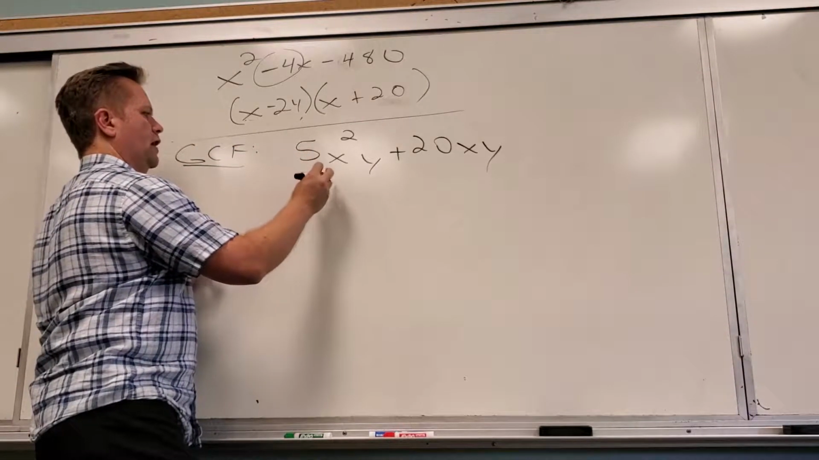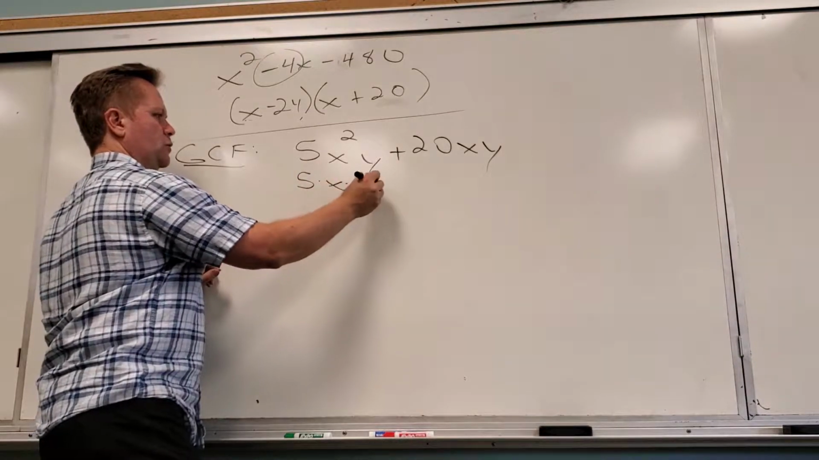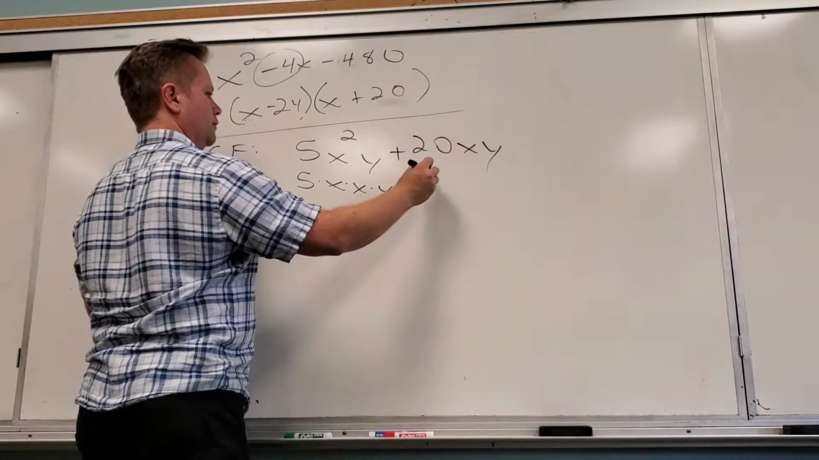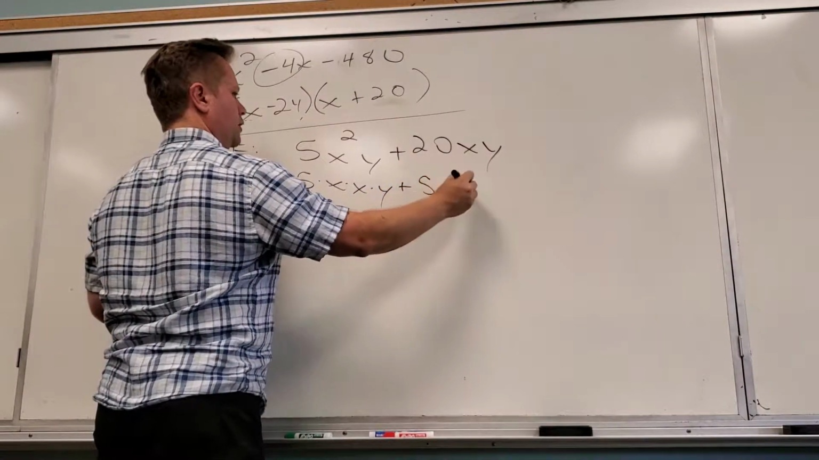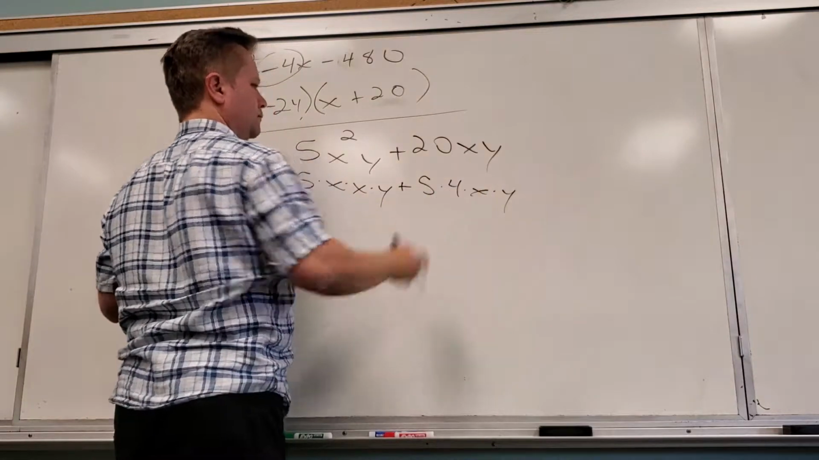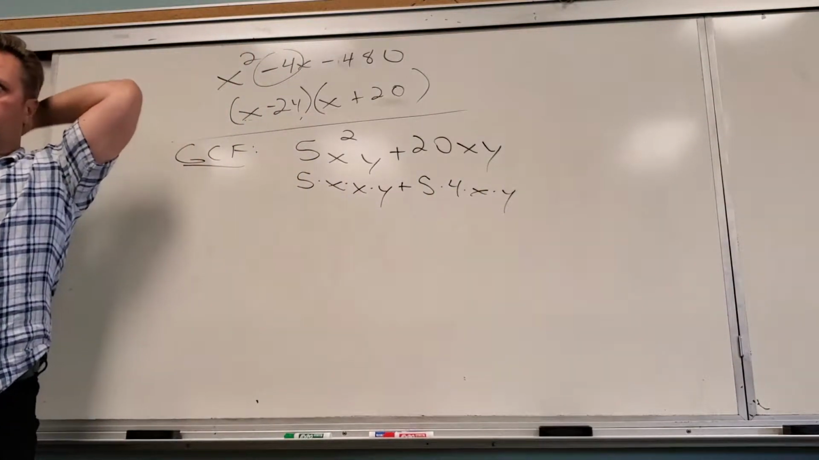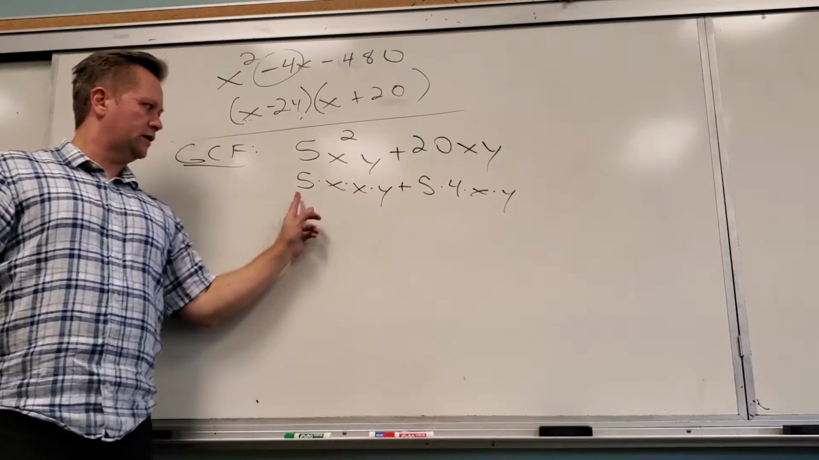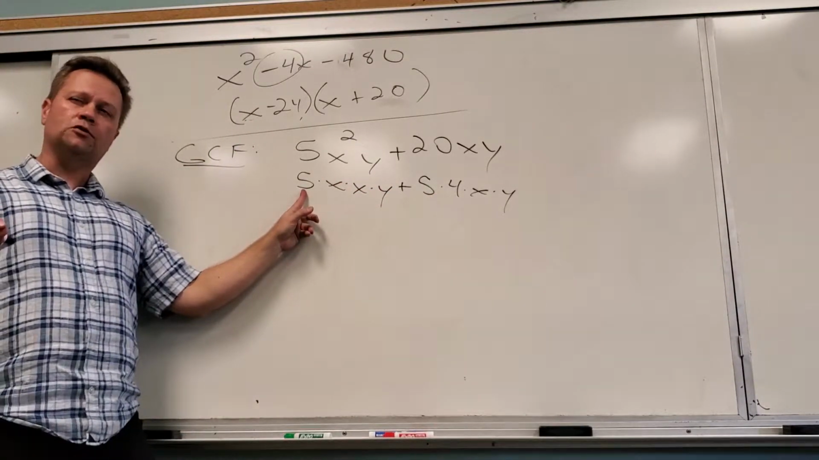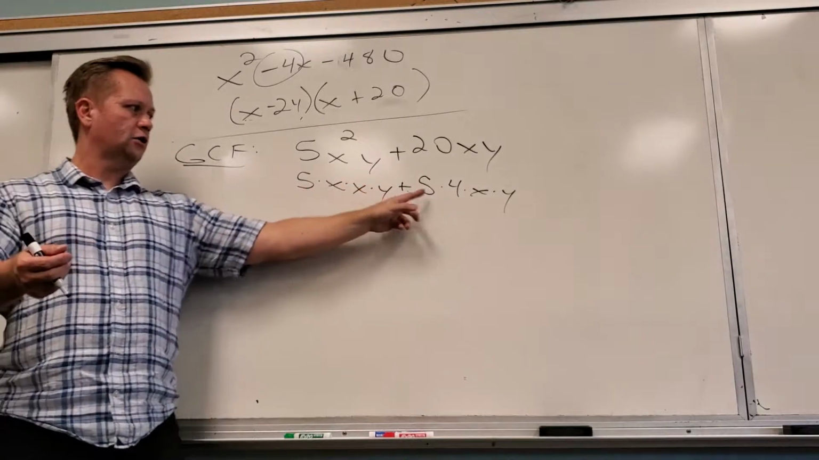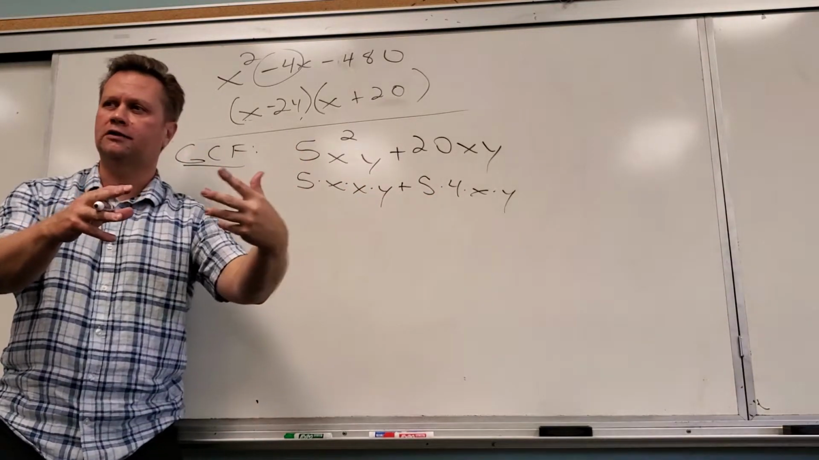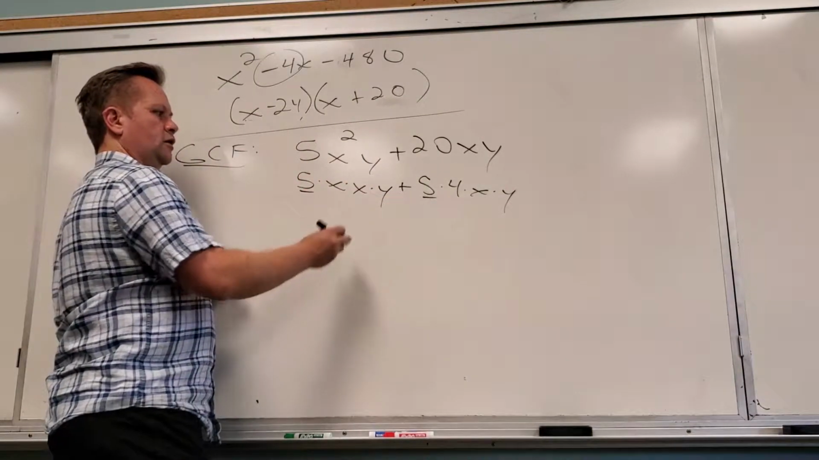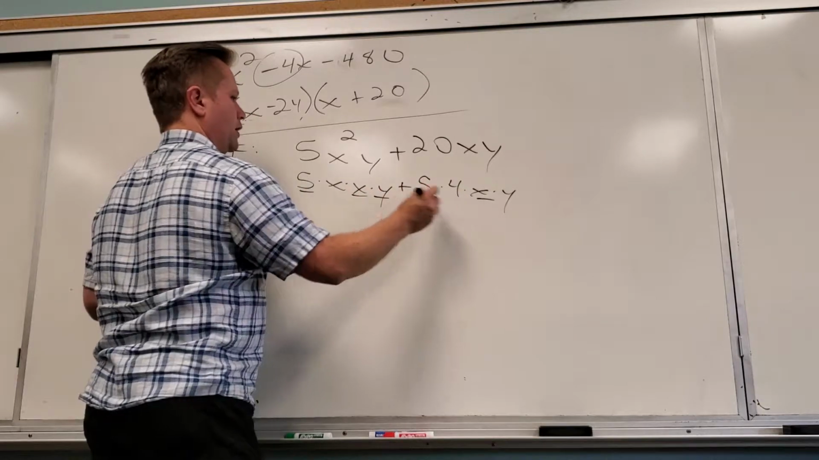So you see how this is 5 times x times x times y, right? And what's this? 5 times 4 times x times y, right? Can you see what they both have? And I could have made this 5 times 2 times 2, but you see how I can introduce one little shortcut. If that shows up, then you don't have to worry about breaking the rest of it down. So what do they both have? They both have a 5. They both have an x, and they both have a y.